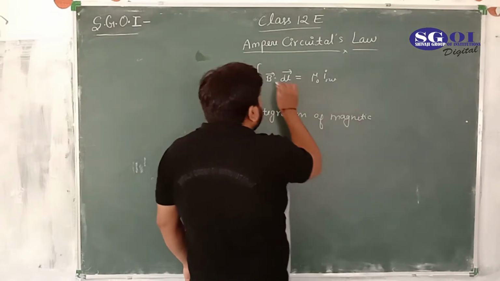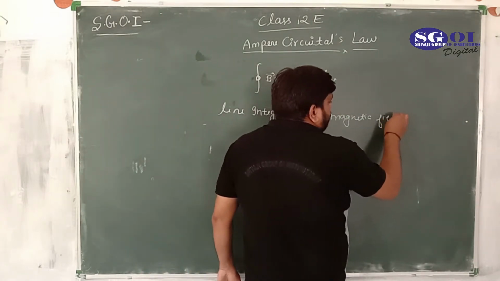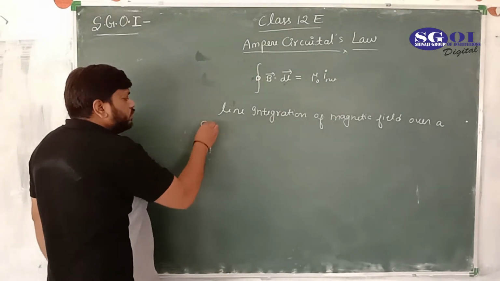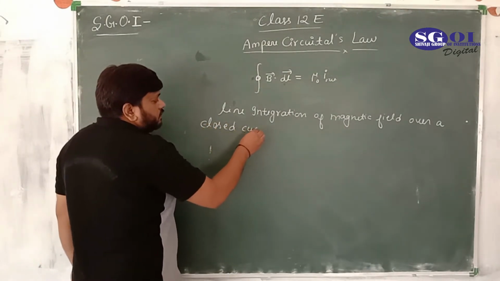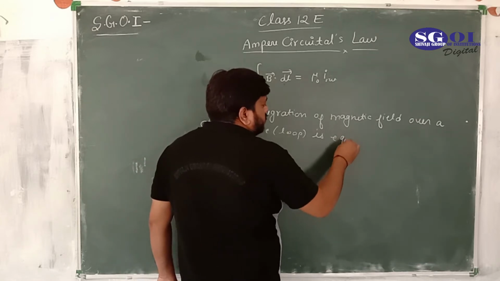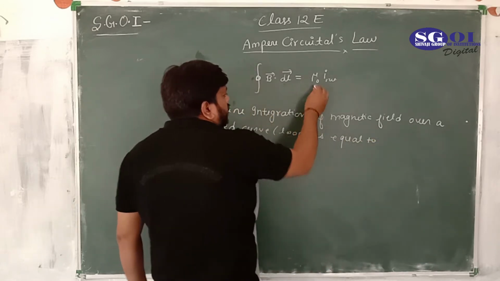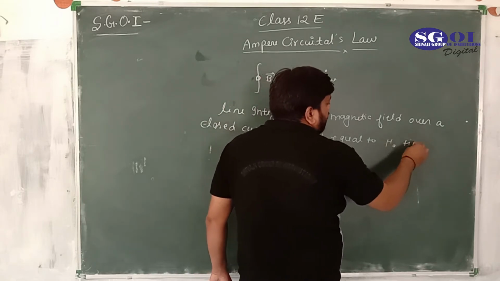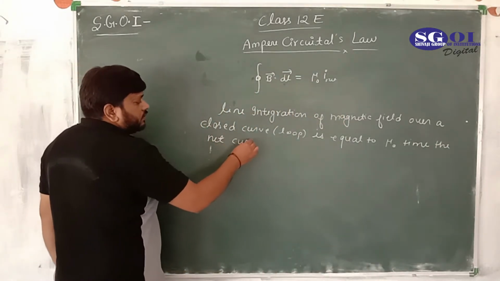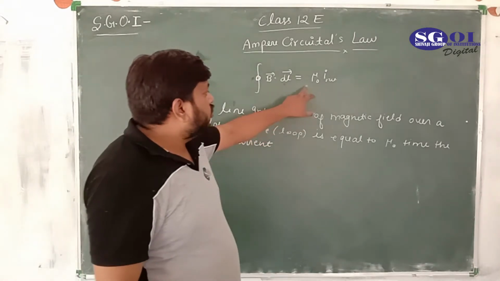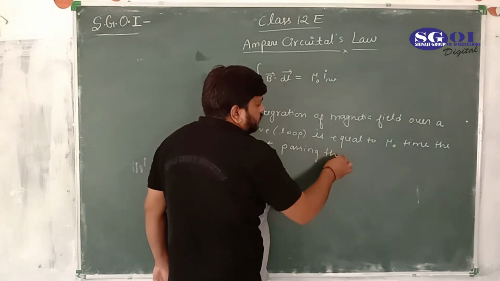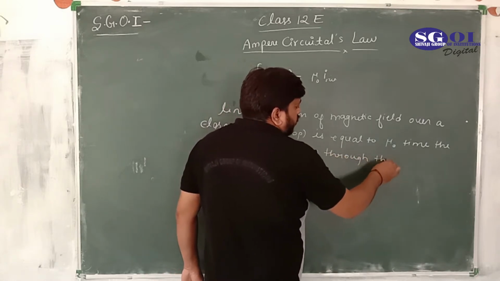So the line integration of the magnetic field over a closed curve or loop is equal to mu naught times the net current passing through the closed loop.